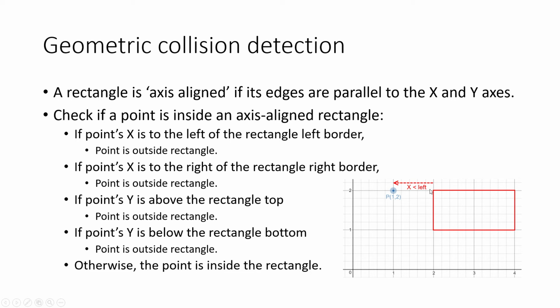And you do the same thing on all four sides. If the point is above the top, if it's below the bottom, if it's to the right of the right-hand boundary, then the point is outside the rectangle. Only if all four of these checks fail is the point known to be inside the rectangle.